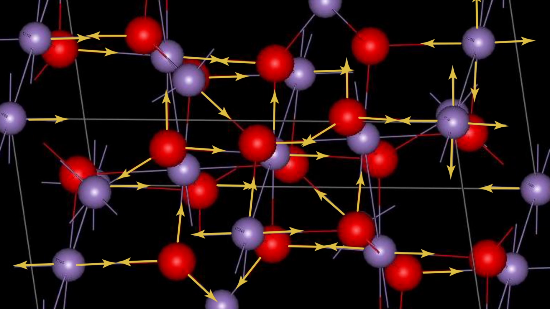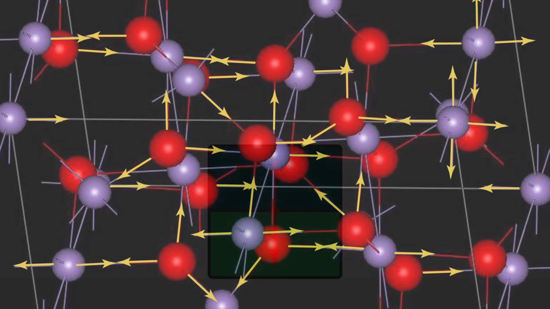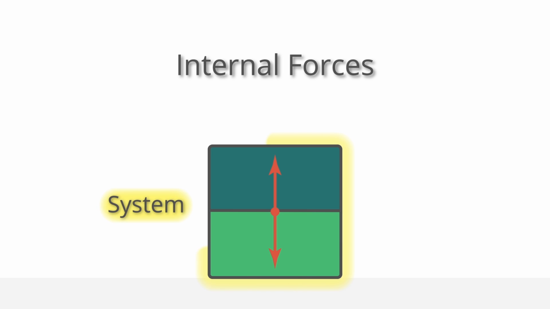All of these forces between the atoms in the object cancel out because they are Newton's third law pairs. If both objects are within the system, since a Newton's third law pair of forces is equal and opposite, the total force is just zero. We call these internal forces. That is, forces that are acting between a pair of objects that are both within our system.